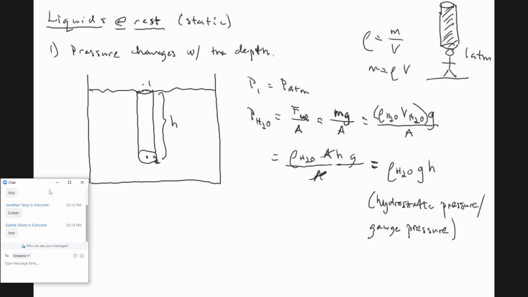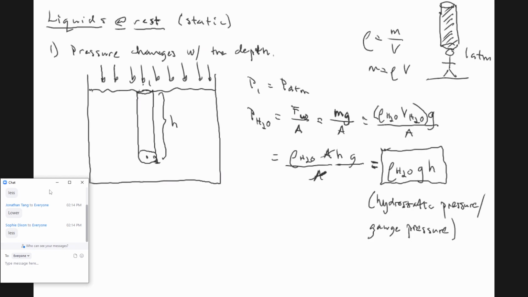Less. Good. Why? Because there's less column of gas above you, so less air molecules pushing down. And that's how we determine pressure. It's the amount of air molecules pushing down on us at any given point, and it's the weight of all those air molecules pushing down. Okay? So that's what we determine as hydrostatic or gauge pressure.